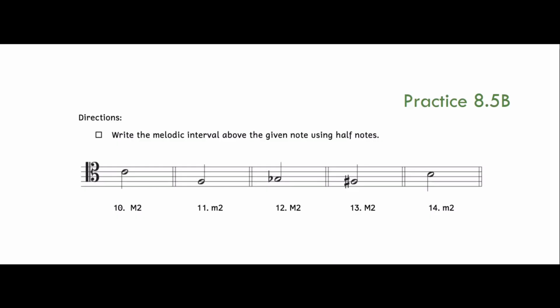Number 10, a major second above C. A major second above C is D something. C to D is a whole step, so that's your answer. Number 11, a minor second above F is G something. So a half step above F is F sharp, but it can't be F sharp, it has to be G something, so it's going to be G flat. Number 12, a second above G flat is A something. So a whole step above G flat is A flat.